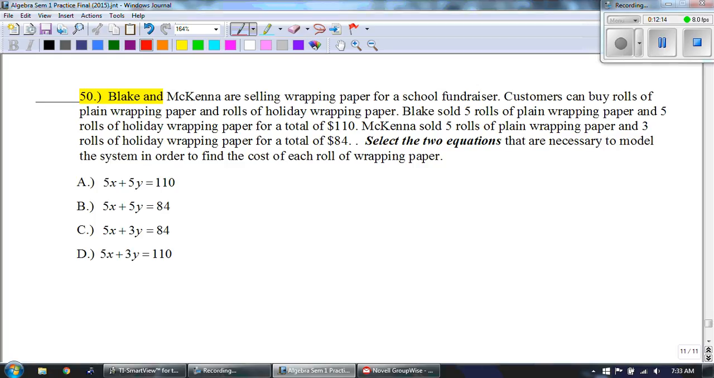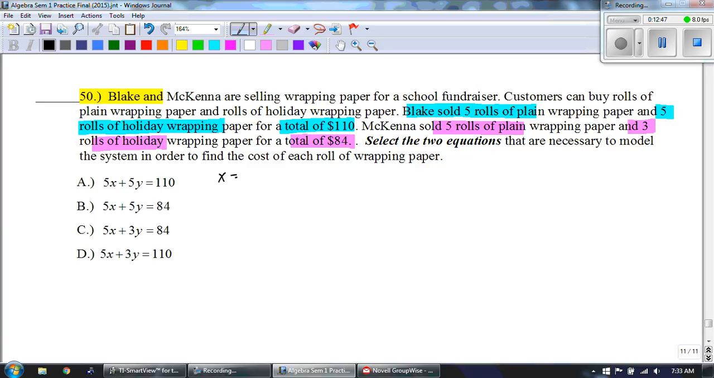All right, last one, number 50. Blake and McKenna are selling wrapping paper for a school fundraiser. Customers can buy rolls of plain wrapping paper and rolls of holiday paper. Blake sold 5 rolls of plain paper, 5 rolls of holiday for a total of 110. And McKenna sold 5 rolls of plain, 3 rolls of holiday for 84. Select the 2 equations that are necessary to model the situation.